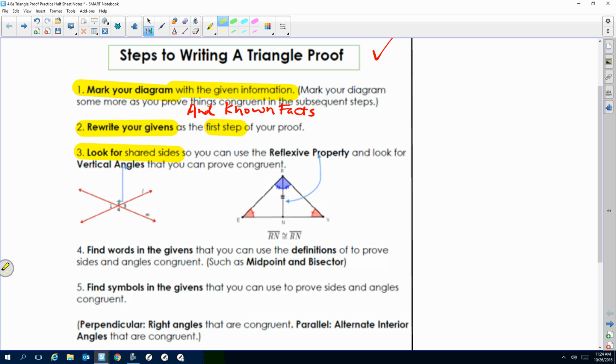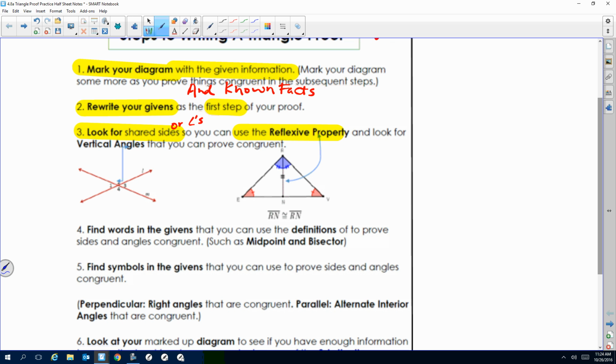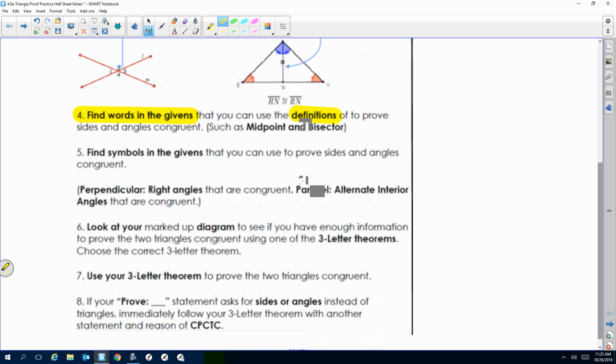Look at shared sides or shared angles to use the reflexive property. Find words in the given so that you can use definitions. Midpoint and bisector are the most common words that they give you. Also, find symbols that are given, which means the figure's already marked for you. Then mark your right angles congruent and parallel alternate interior angles congruent. We're going to practice making sure we can mark given information.